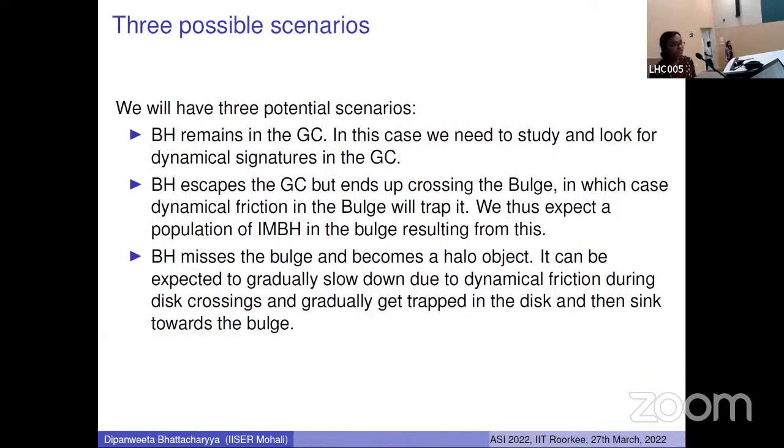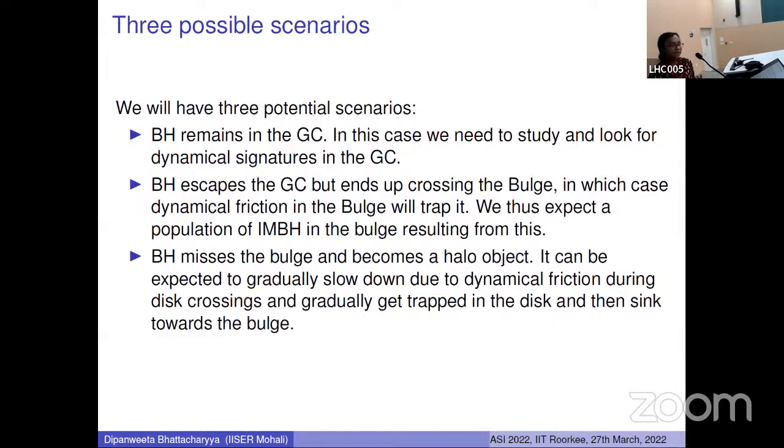So there can be three possible scenarios in the case of globular clusters. First of all, when the kick velocity goes down below the escape velocity before one crossing time, the black hole will not come out of the globular cluster. Therefore, it will stay in the globular cluster itself. So this is the first scenario.